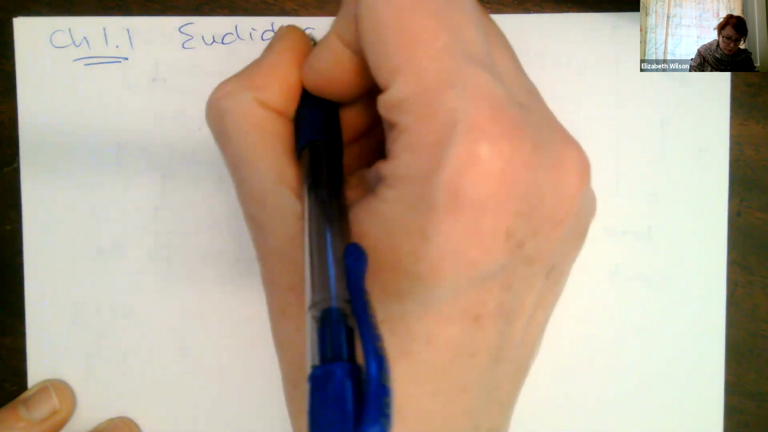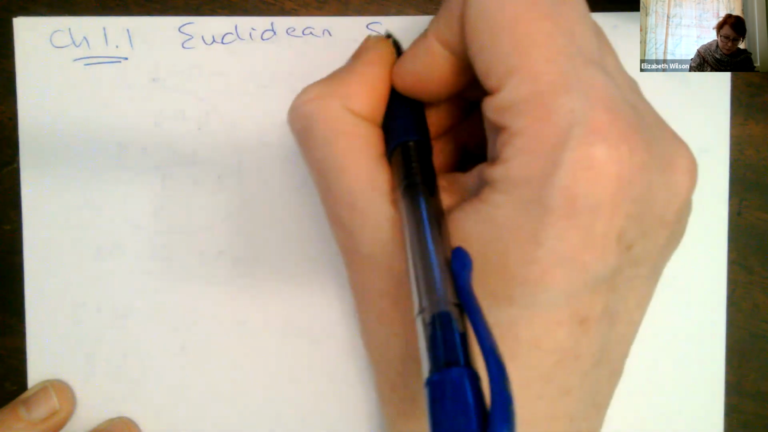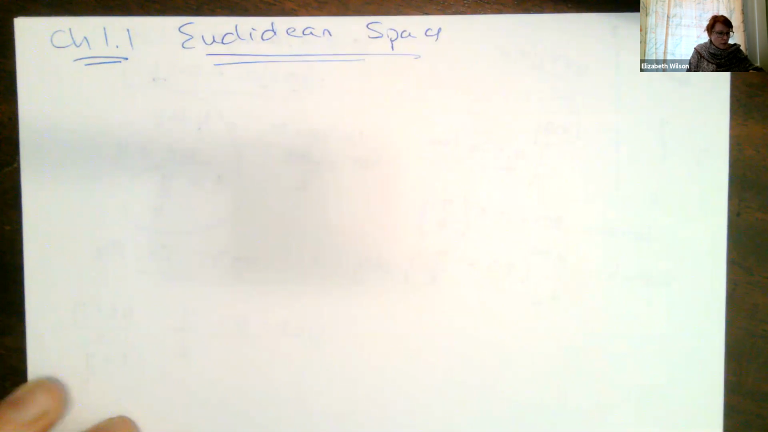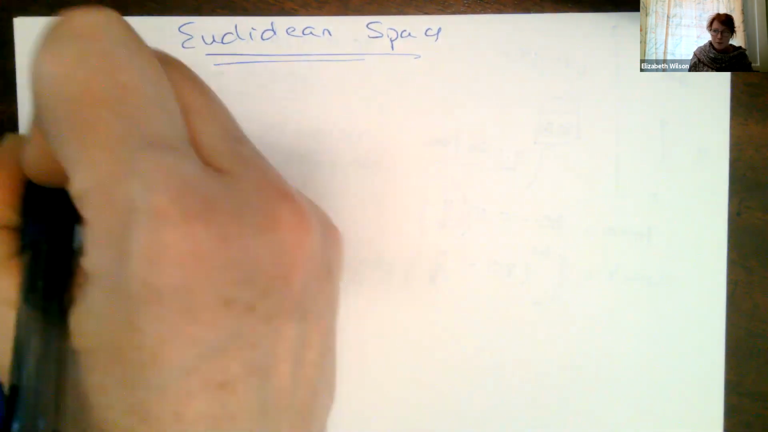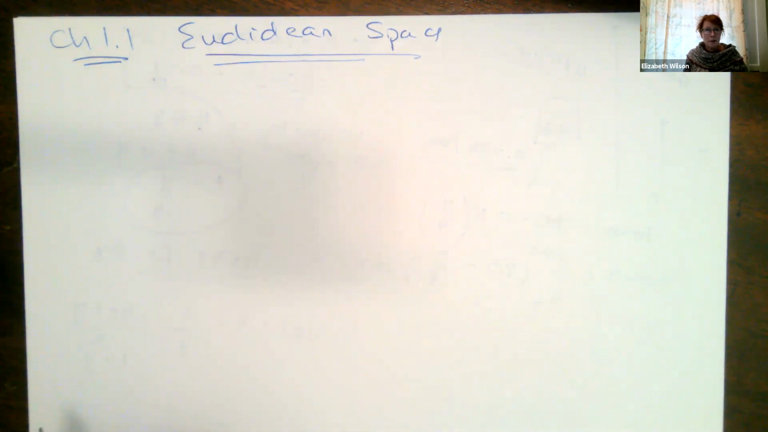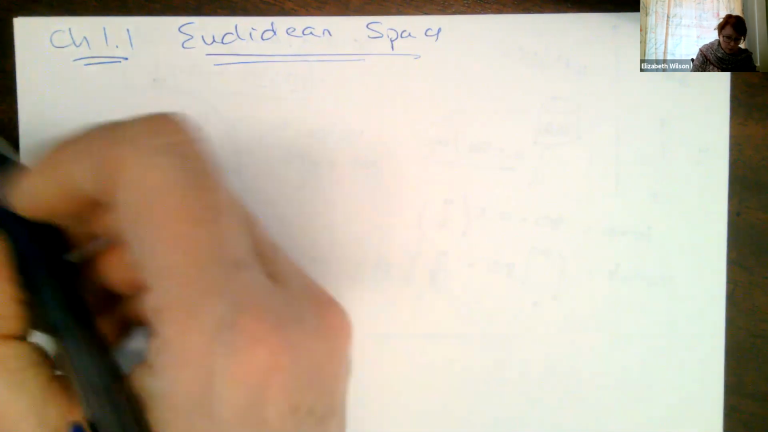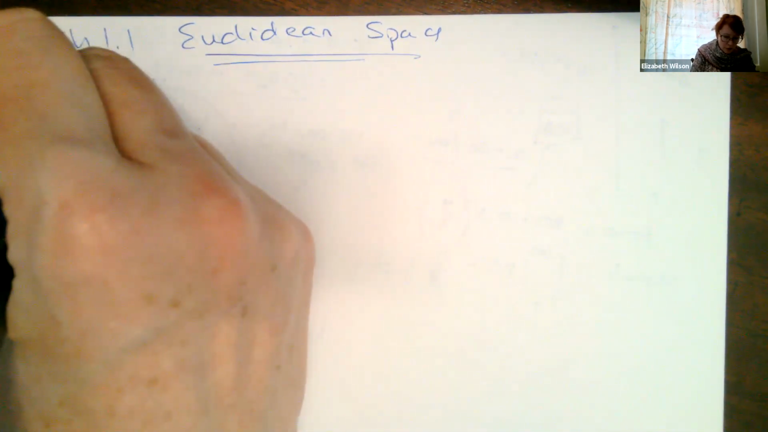All right, chapter 1.1. So this is Euclidean space. I'm going to go through some of the stuff you may have had in other classes, so hopefully it isn't completely unfamiliar to you. But let's talk about dimensions and dimensional space.